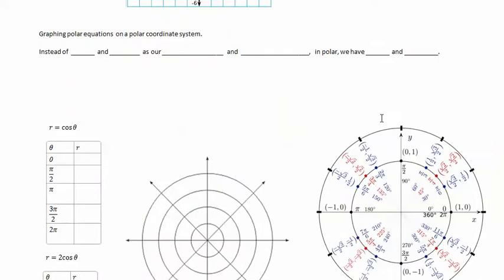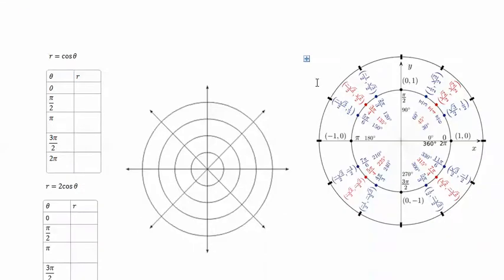So graphing polar equations on a polar coordinate system, instead of x and y as our input and output, in polar our input is theta and our output is r. We're usually in the form r of theta instead of f of x. So for example, we have this equation here, r equals cosine theta. So the first thing we're going to do is look at some of these points.